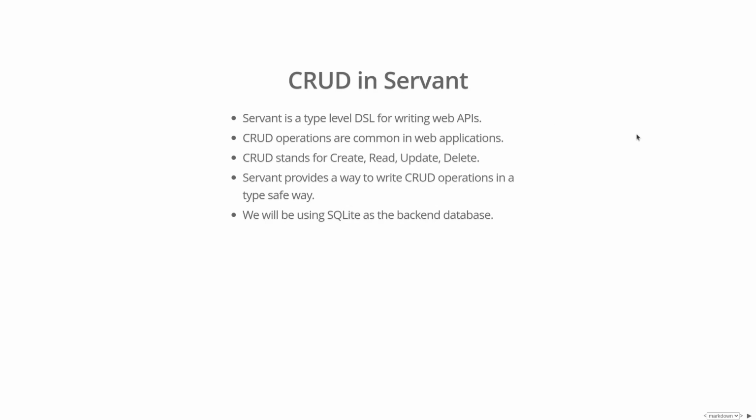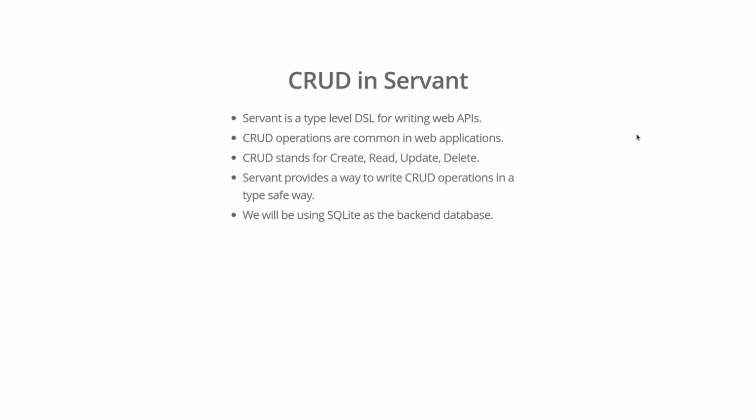Hi everyone, in this video I will be showing you how to perform CRUD operations in Haskell using the servant web framework. Now as you can see it says servant is a type level DSL for writing web APIs. You can just think of it as a backend web framework. Just like in Python we have Django, in Java we have Spring Boot, in Haskell we have servant to write RESTful APIs. We will be performing CRUD operations, which are really the essence of backend web development.